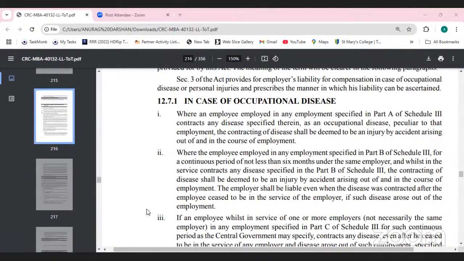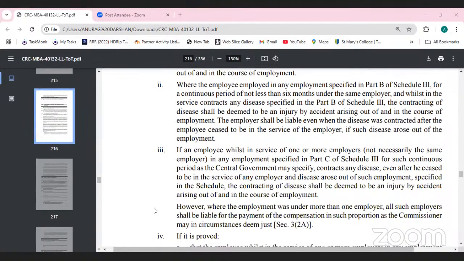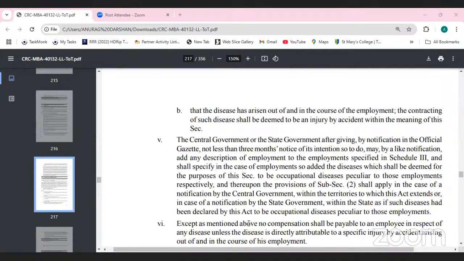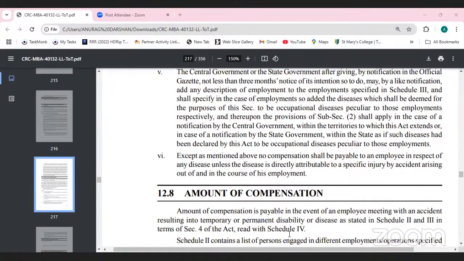So if an employee while in service, with one or more employers, not necessarily the same employer, in any employment specified in Part C of Schedule 3, for such continuous period as the central government may specify, contracts any disease even after he ceased to be in the service, it is also considered an occupational disease. And if it is proved that the employee, while in the service of one or more employers in employment specified in Part C of Schedule 3, has contracted a disease which is specified therein as an occupational disease during that continuous period for which he was working, it will be categorized as an injury by accident while performing the occupation. So, except as mentioned, no compensation shall be payable to any employee unless it is mentioned in Part C or Part B of Schedule 3 as an injury or an occupational disease.